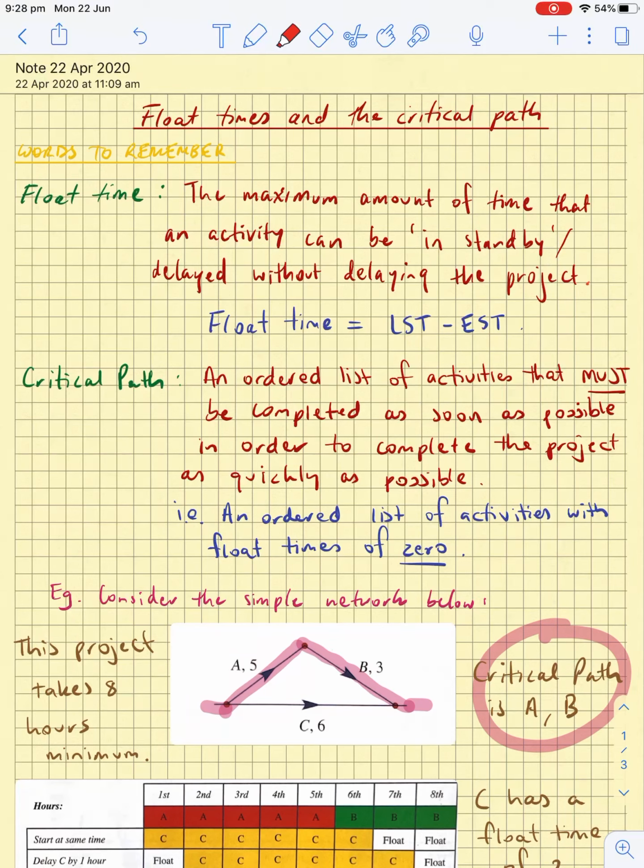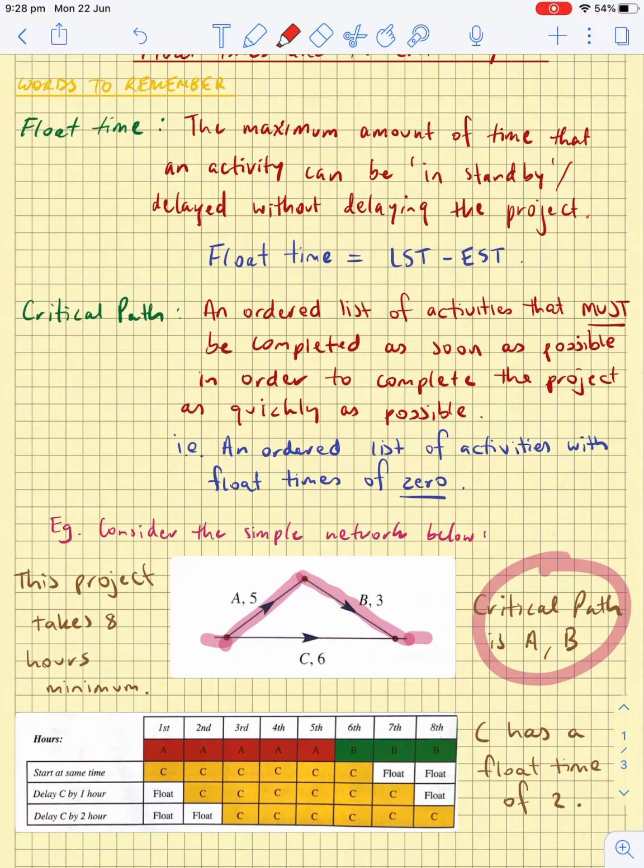The float time is the maximum amount of time that an activity can be in standby or delayed without delaying the project. So the idea is that certain activities don't have to be done straight away. There's a certain period of time in which they can be not started when they're allowed to be started, without affecting or delaying the project. Float time is found for an activity by doing the latest starting time, take away the earliest starting time. These are found when you do your forwards and backwards scanning.